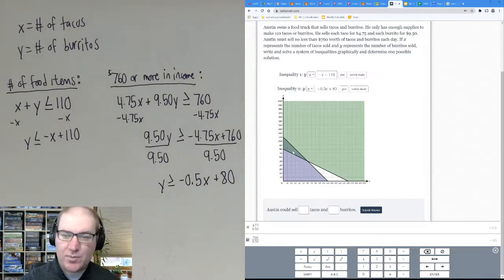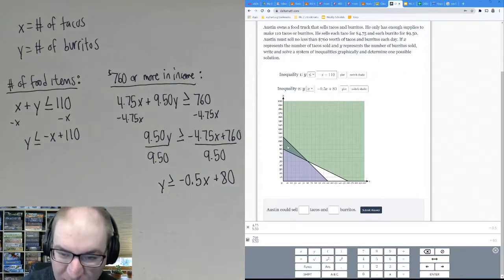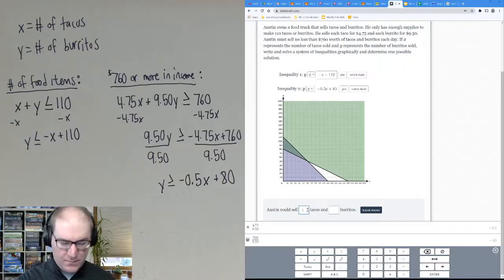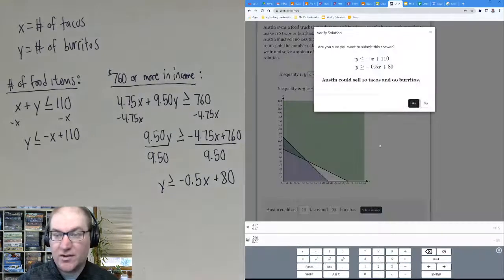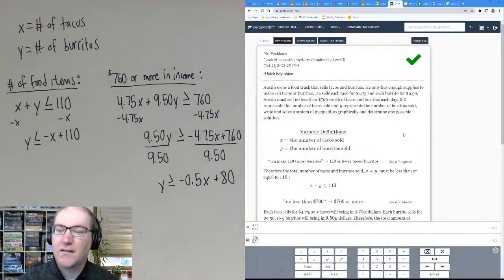So let's find a point that falls in this region. Both of these lines are solid, so I could pick something on the line, but I'm going to be creative here and pick something in the middle. I'm going to pick this one here, (10, 90): 10 tacos and 90 burritos. It's in the region that's shaded twice, so it counts. Let's see if they agree. They sure do.